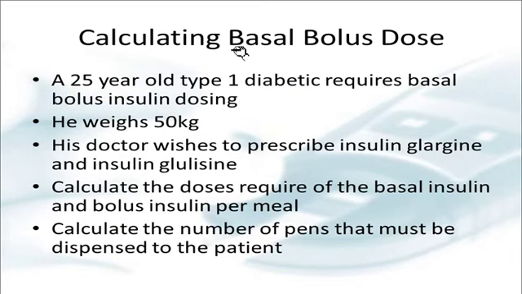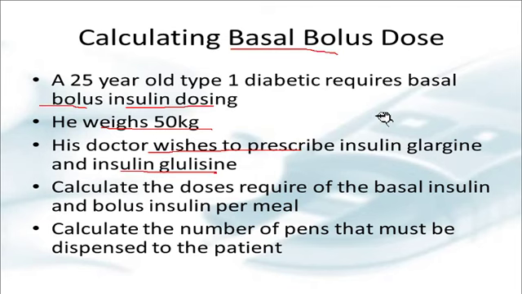Right. Now, when we're calculating basal bolus doses, let's take an example so we can see how we do it. A 25-year-old type 1 diabetic patient requires basal and bolus insulin dosing. He weighs approximately 50 kilograms. His doctor wishes to prescribe insulin glargine and insulin glulisine.